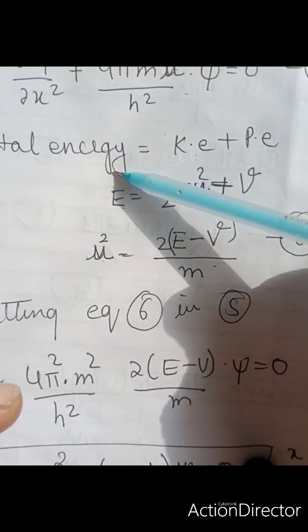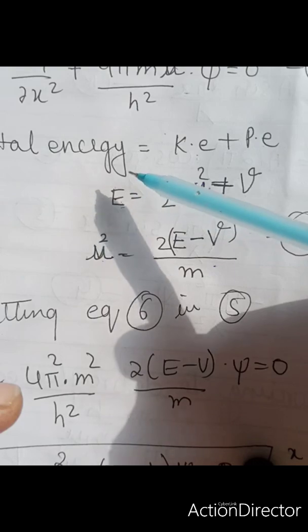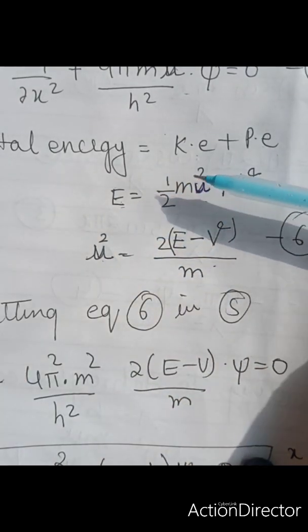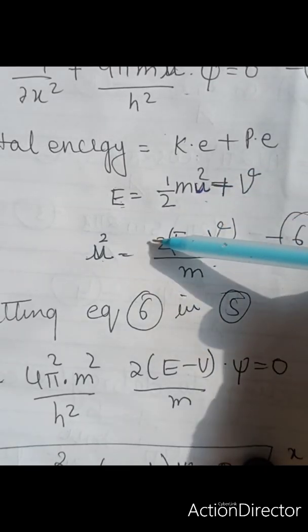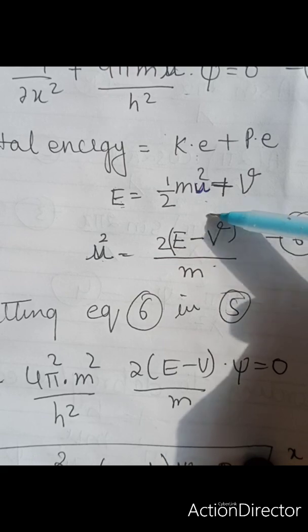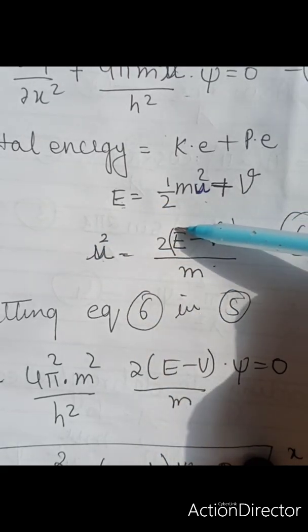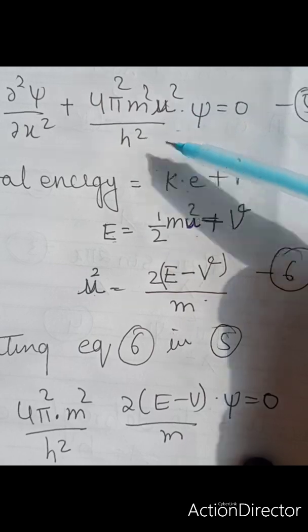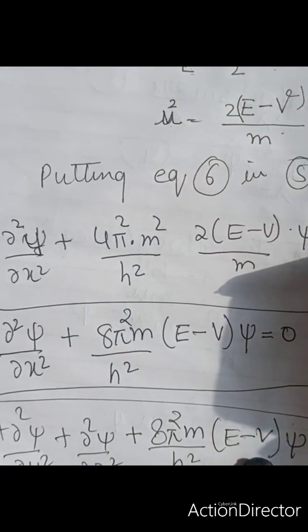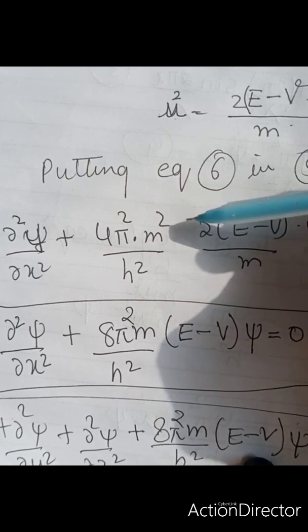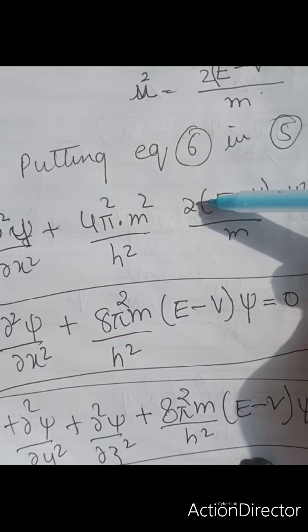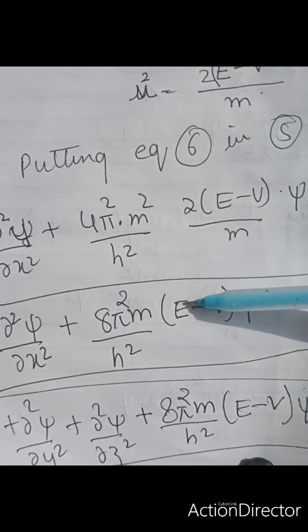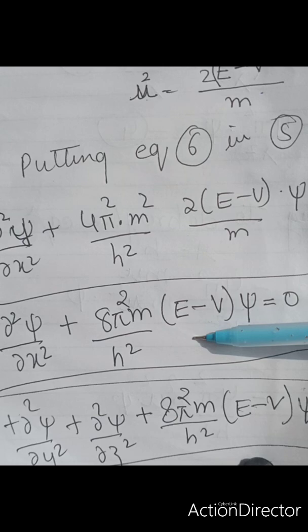Now the total energy is given by kinetic energy plus potential energy. Total energy I am denoting by E. Kinetic energy is half mu², and V is the potential energy. So from this, u² you can find out, that is 2(E minus V) upon m. The value of u² you will be putting in this equation. So I'm getting this equation, that is ∂²psi upon ∂x² plus 4π² m² upon h² times 2(E minus V) upon m psi is equal to 0. Further if you solve it, you will get this equation. So this is the Schrödinger wave equation for the x coordinate, that is one dimension.